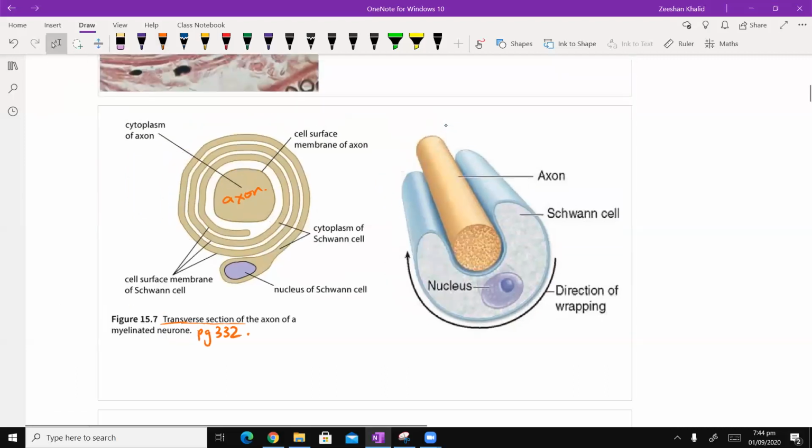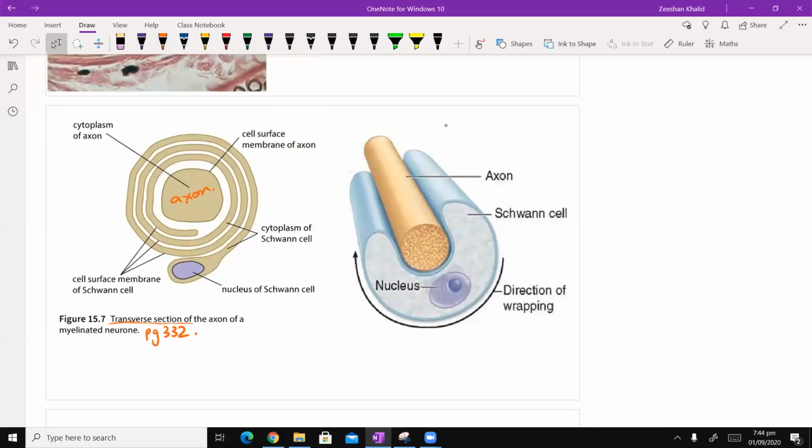Let me show you another diagram that will basically reinforce this idea.